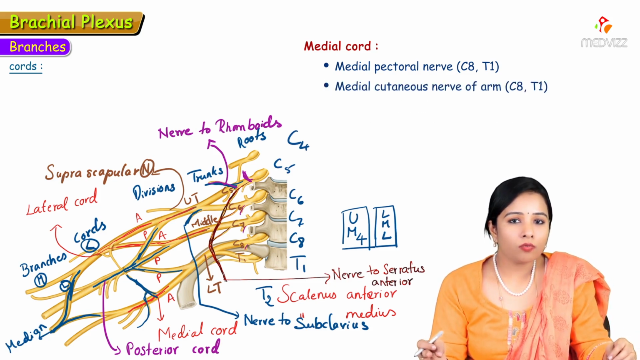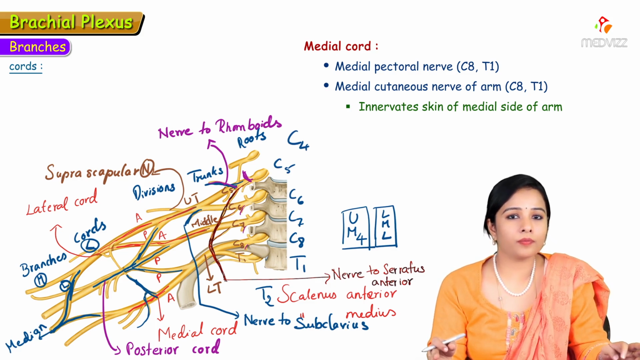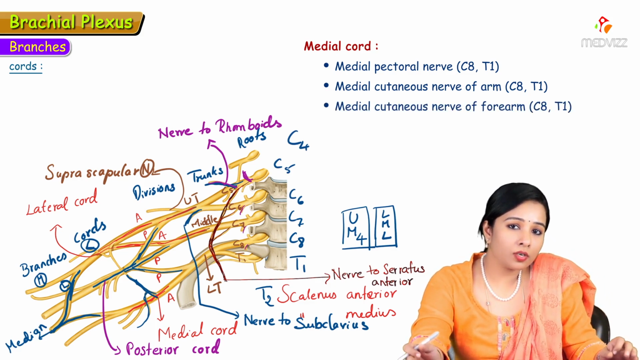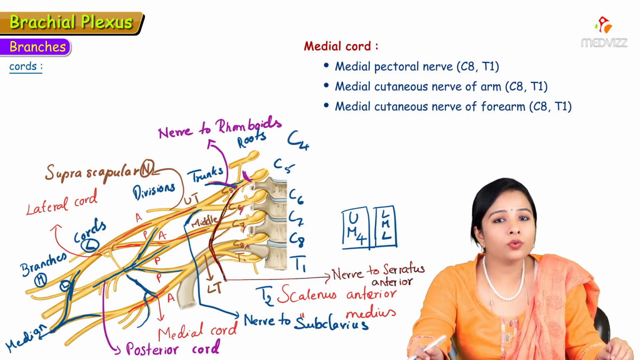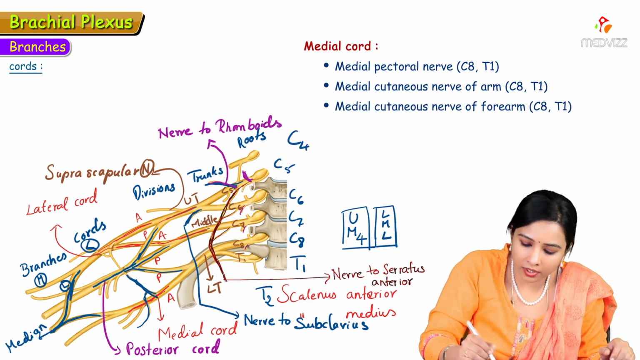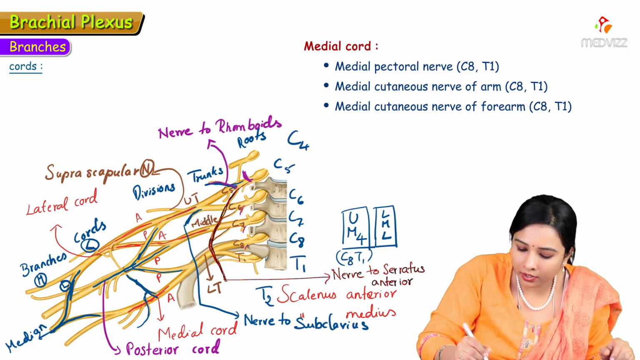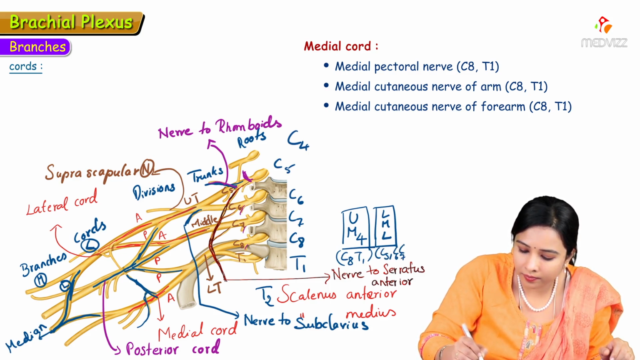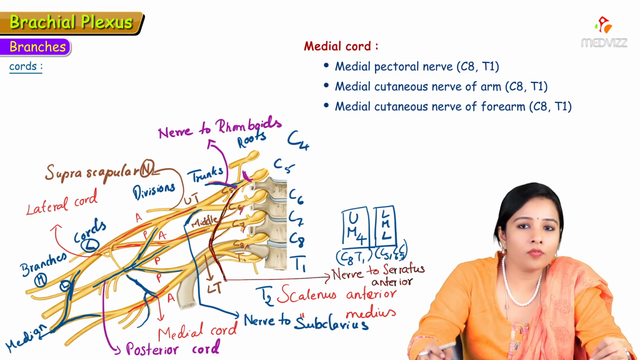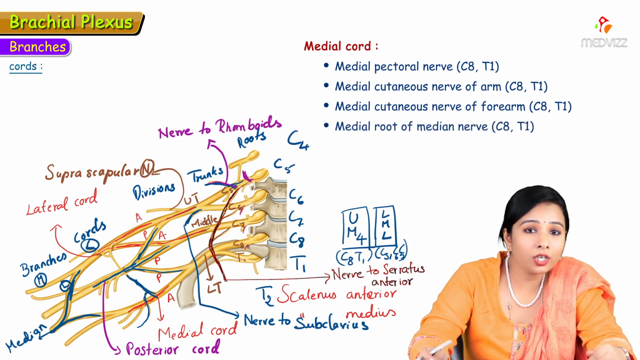Medial cutaneous nerve of arm. It innervates the skin on the medial side of arm. Then medial cutaneous nerve of forearm. It is having the root value of C8T1 like other nerves. So all the medial cord, remember C8T1 root value, and lateral cord C5, C6, C7. So medial cutaneous nerve of forearm supplies the skin on the medial side of forearm. Next, medial root of median.